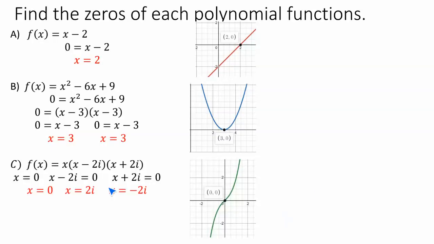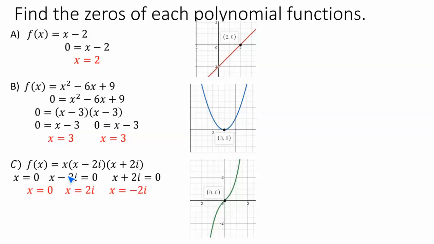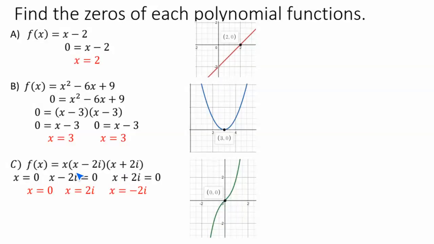Okay, and then we go to letter C. This is just an example of a polynomial that has complex numbers. Here we have our 3 factors, and as you notice, x minus 2i and x plus 2i are conjugates of each other. So my zeros are 0, 2i, and negative 2i. When we graph a polynomial with complex numbers, the complex roots do not show up on the graph. So we only graph the x equals 0 here. Even though we can only see one zero, there's still 3 zeros in total.